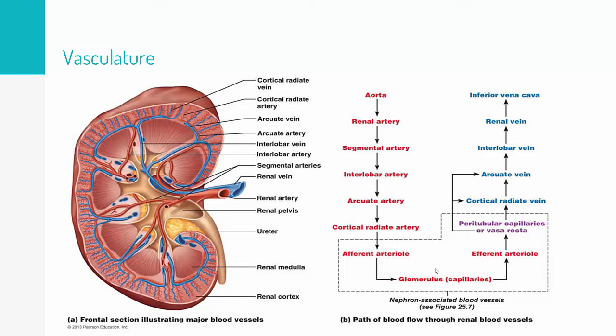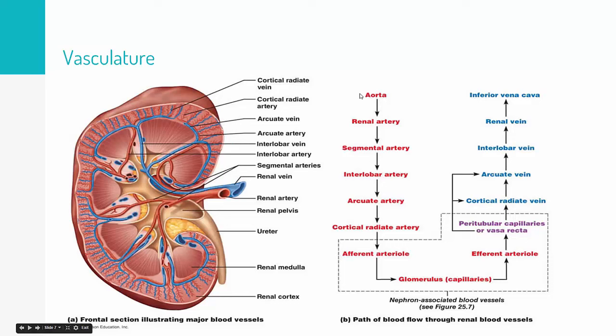Moving forward, let's talk a little bit about the vasculature of the kidney. So directly off of the abdominal aorta is a pair of arteries that are the renal arteries that supply blood directly to the kidney. The renal artery, as you can see in this image on the right, further branches into the segmental artery, an interlobar artery, an arcuate artery, a cortical radiate artery, and then at this point, inside this little dashed box here, are the nephron-associated blood vessels.